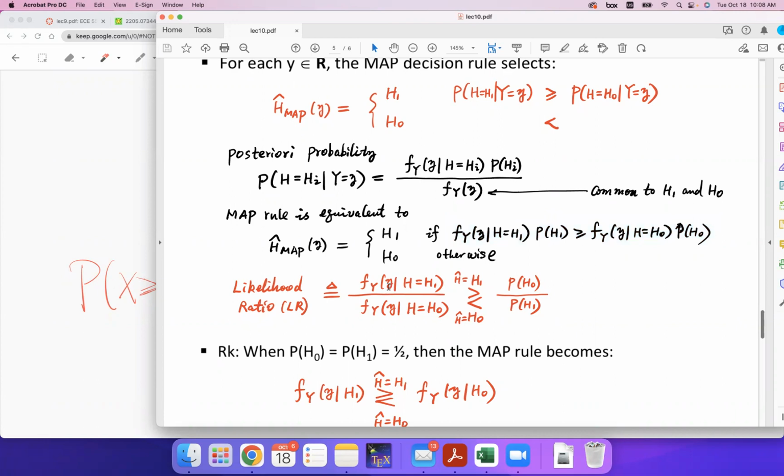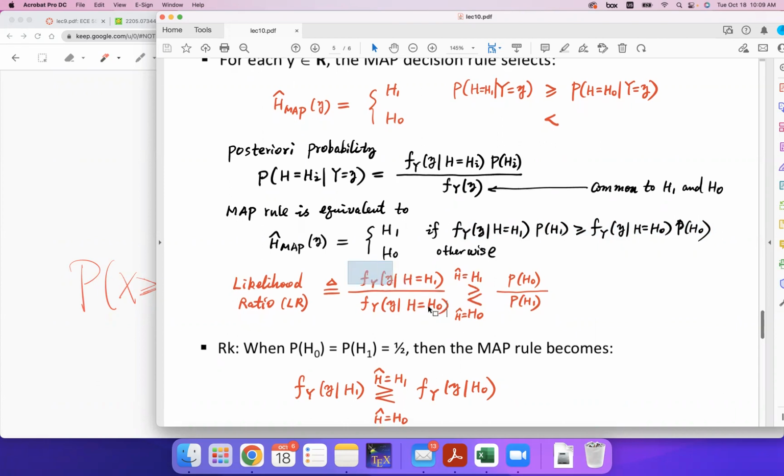Okay. So this will give us the very popular so-called likelihood ratio test. Well, on the left-hand side, we are looking at the likelihood ratio. So this is called the likelihood ratio. Why? First of all, it is a ratio between two terms, right? And second of all, each term is called a likelihood because we are looking at, under different hypotheses, how likely can we observe such an outcome Y?